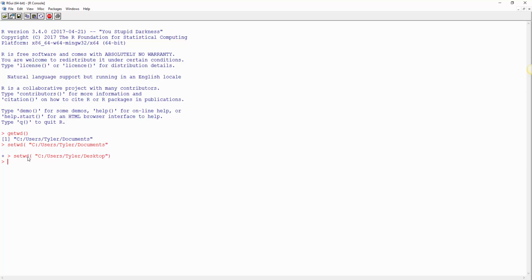So remember, nothing here is red, which is good. My working directory worked and went through. So now what I want to do is grab my data.